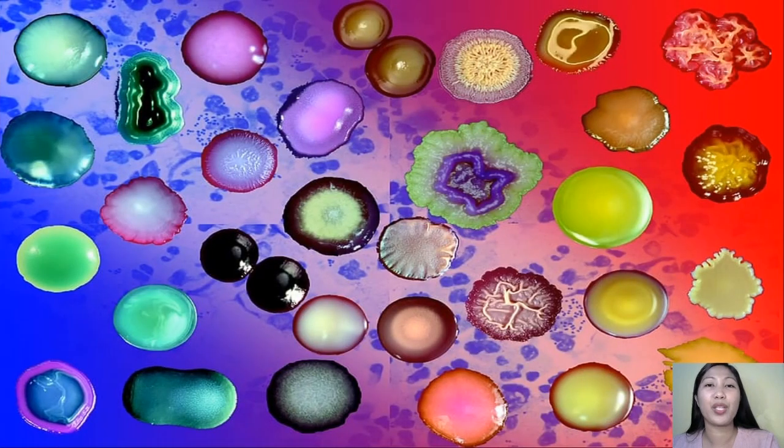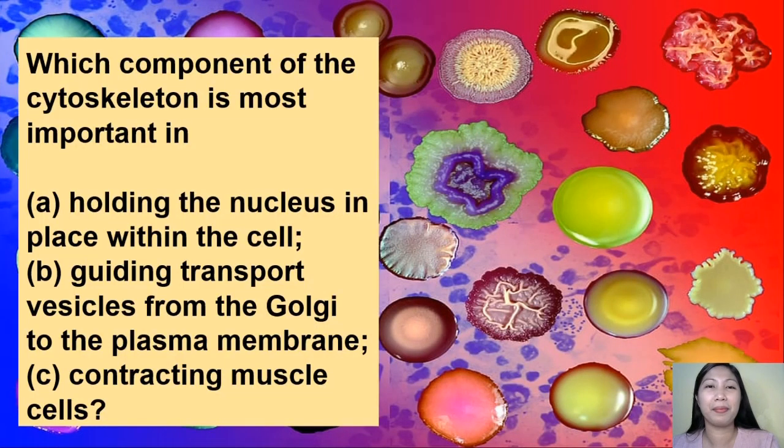Now let's answer this question. Which component of the cytoskeleton is most important in A. Holding the nucleus in place within the cell, B. Guiding transport vesicles from the Golgi to the plasma membrane, and C. Contracting muscle cells?